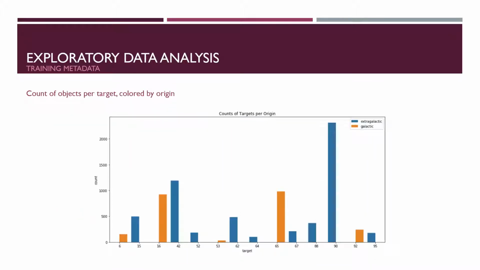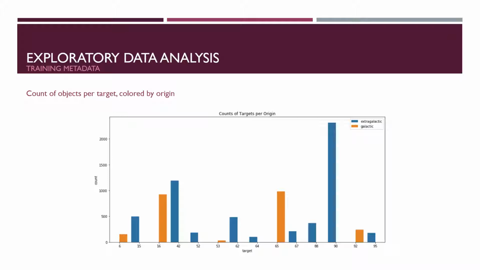After looking through the training flux data, I moved on to look at the metadata for all of the objects. The first graph I produced shows the distribution of objects per target. Target 90 is by far the most common object type with over 2,000 instances in the training set. The least common target, with less than 100 instances, is target 53.